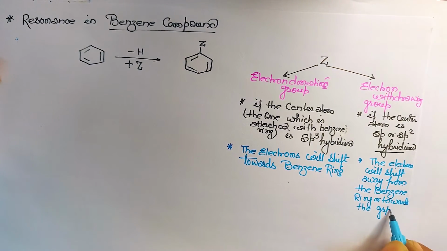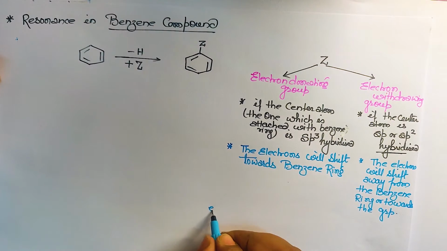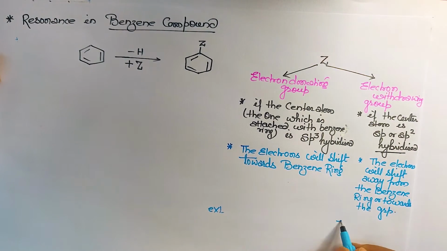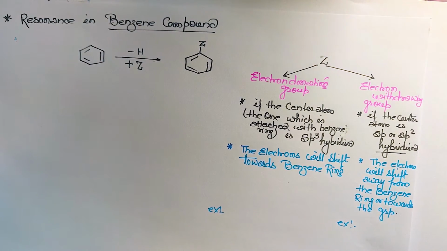Okay, let's do some examples for this. I said that it should be sp3 hybridized. sp3 hybridized means whatever the element is that attaches to the benzene ring, it shouldn't be double bonded or triple bonded. It should have 4 single bonds, or the combination of single bonds and lone pairs should be 4. Clear? Very clear?